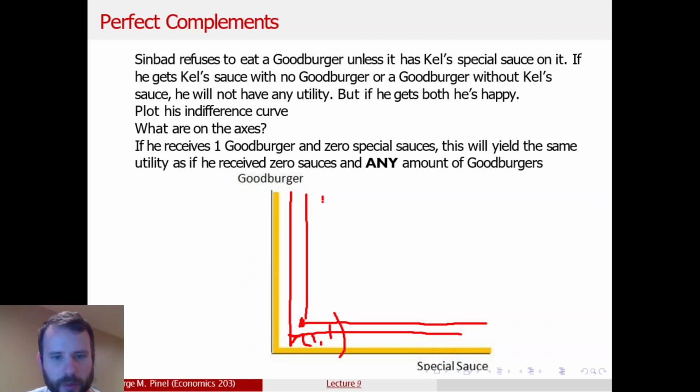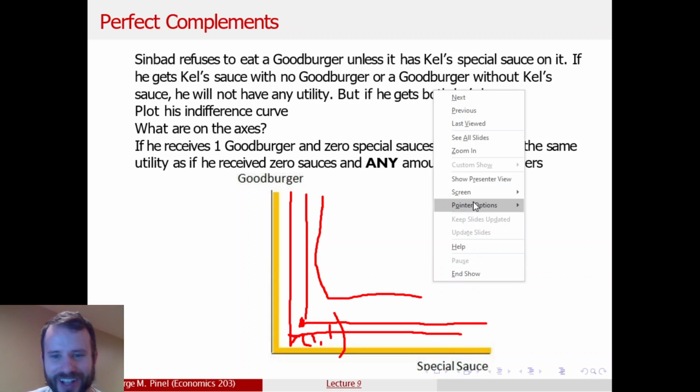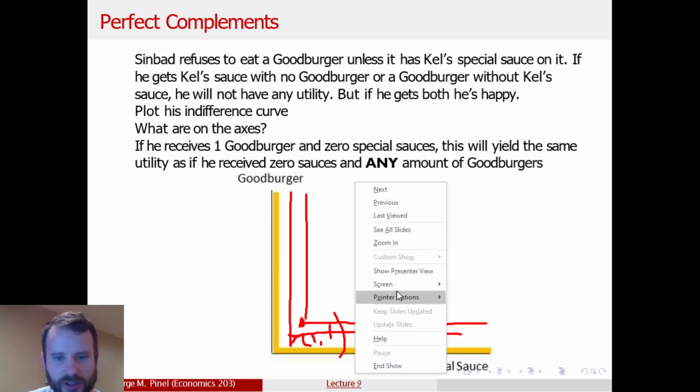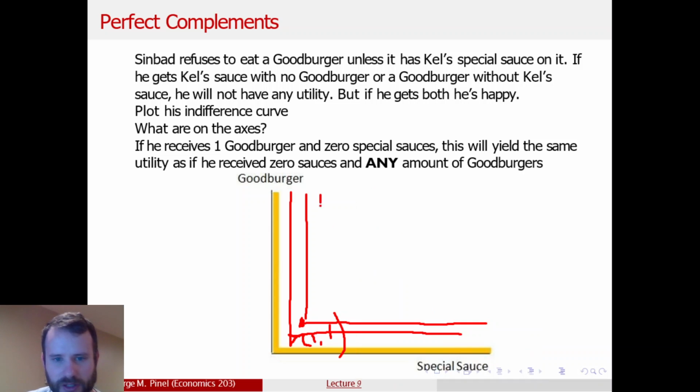So perfect complements. Ooh, that is not a straight line. Perfect complements should have these kind of L-shaped utility indifference curves. Okay.